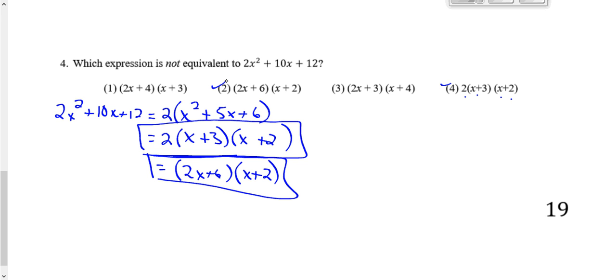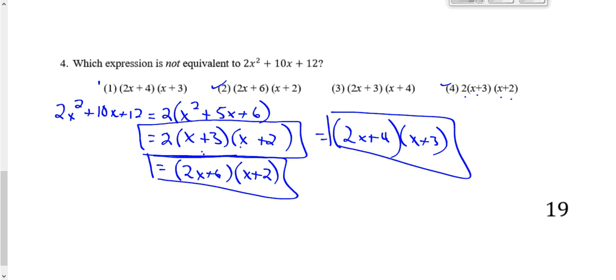But taking this one again, look at choice 1. What did they do to get choice 1? Distributed the 2 through which one of these? x plus 2, right? So that would equal 2x plus 4, and left this one alone, right? There's our choice 1, yeah? So it must be choice 3. Got it? All right.